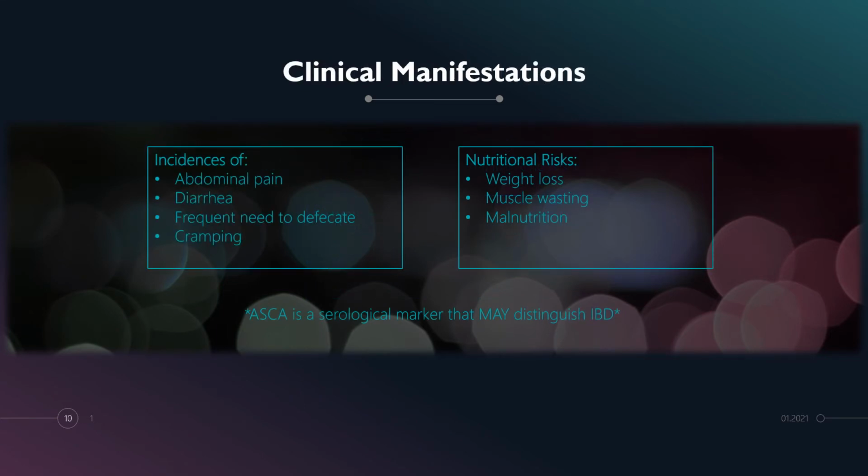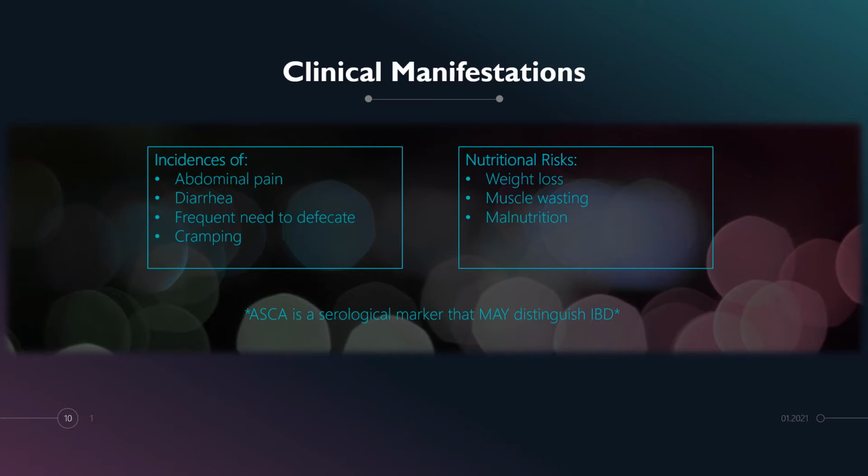When a patient presents with a Crohn's flare-up, they are very likely to present with some of these clinical manifestations that can include abdominal pain, diarrhea, and the frequent need to defecate. Typically, blood in the stool is not observed, so it's not likely, but it can happen. And also cramping is very common in a Crohn's flare-up.